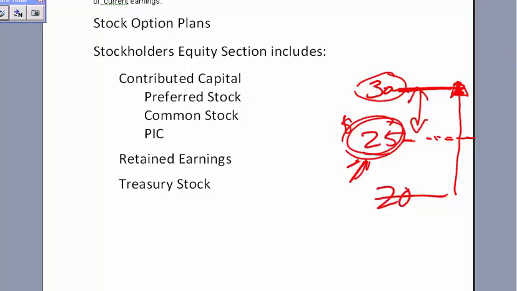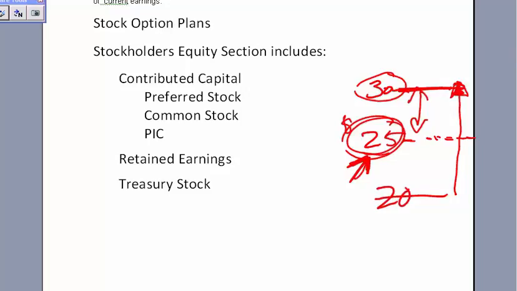Eisner from Disney is probably one of the most famous examples. When they were trying to throw him out of Disney, before he left, he exercised all his stock option plans and made millions and millions of dollars overnight simply because he exercised his stock options.